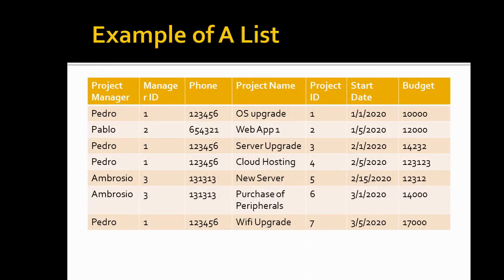Here's an example of a list. We have project manager, manager ID, phone, project name, project ID, start date, and budget, for example. You can see in the project manager column, Pedro has 4 projects, Pablo has only 1 project, and Ambrosio has 2 projects. That's why we can see their manager ID, so Pedro's ID is repeated 4 times, etc. And of course their phone number is the same. And then we have the project name, the project ID, start date, and the budget.